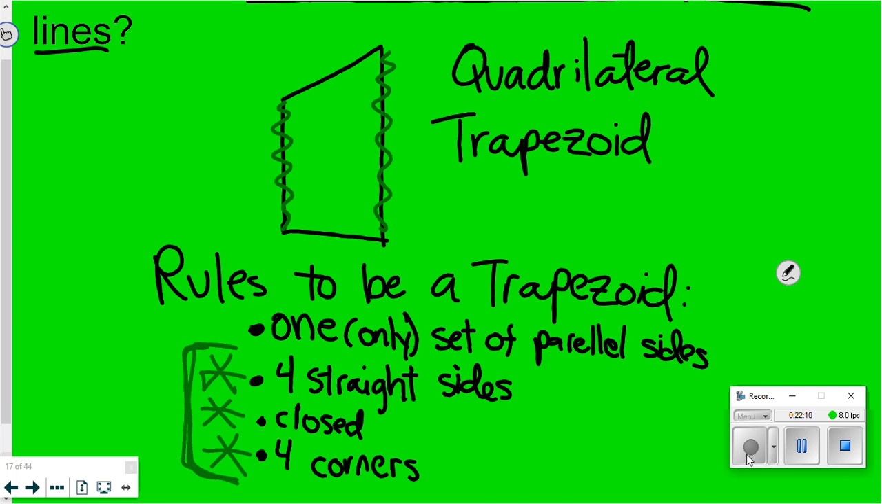Those are the rules of a quadrilateral. So is every single trapezoid also a quadrilateral? Yes. Every single trapezoid I can call a quadrilateral. Now, here's where it gets really tricky. Is every single quadrilateral a trapezoid? No. Tricky. Very tricky. Make sure you've got these notes down. Once you do, you can put your notebook away.